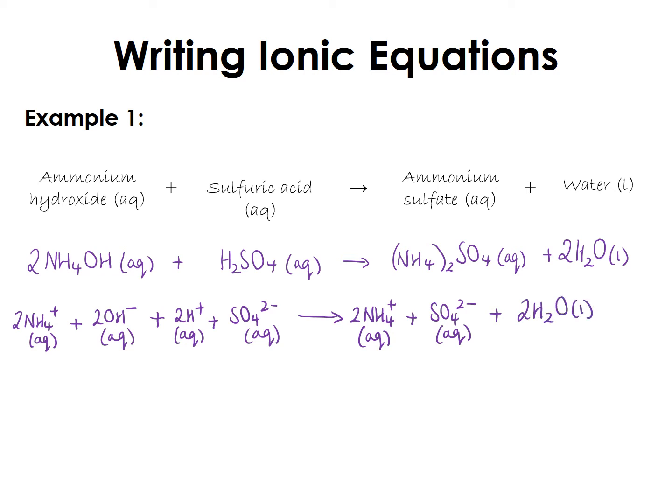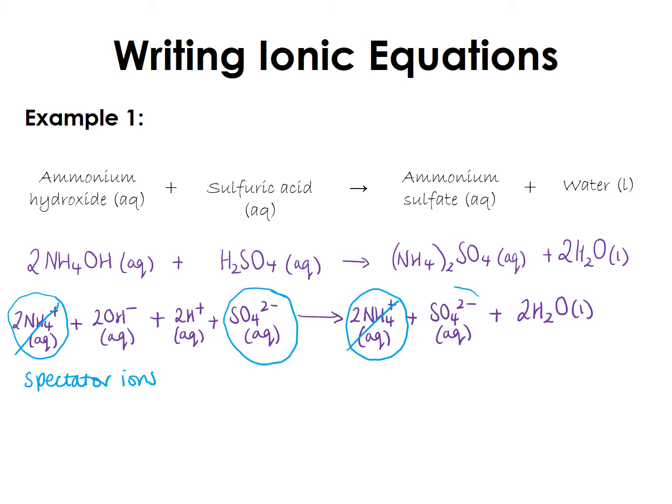Now if you look at the left hand side and the right hand side, hopefully you can see that some of these ions are exactly the same, they are identical. So for instance, the ammonium ion here, there are 2 NH4+ on the left and there's 2 NH4+ on the right hand side also. So those 2 NH4+ on the left and on the right are exactly the same as each other. We call those spectator ions. Similarly, the SO4 2- on the left and the SO4 2- ions on the right are also identical, so those ones are also spectator ions.